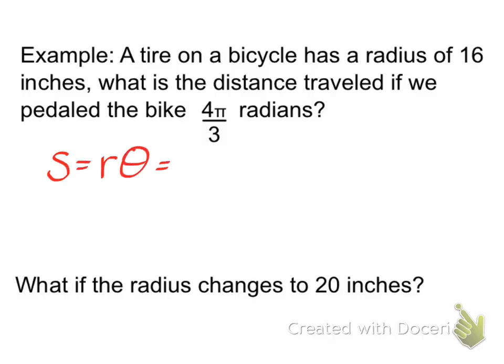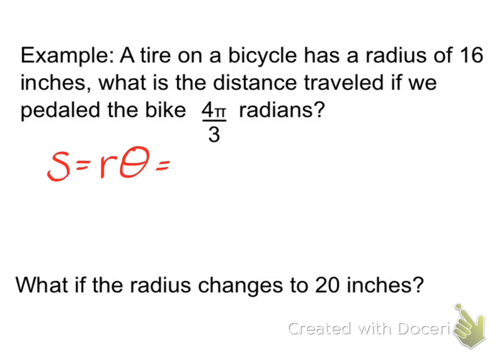Now let's take a look at another example. This next example is a tire on a bicycle that has a radius of 16 inches. So I'm just copying down the formula on the previous page, which says do the radius times the radians to find the segment length, S. So what's the distance traveled if we pedaled the bike 4 pi over 3 radians?